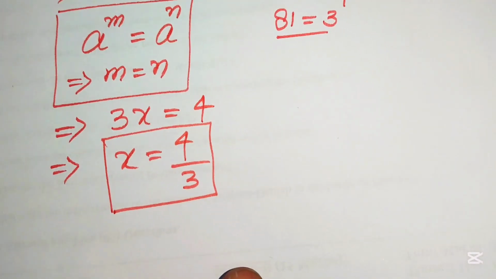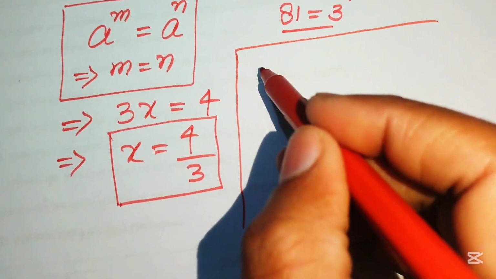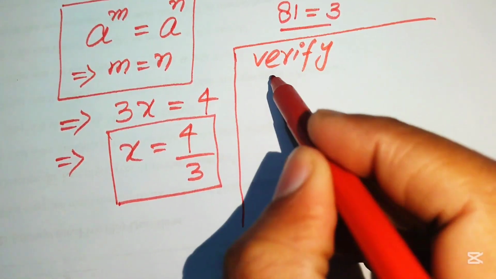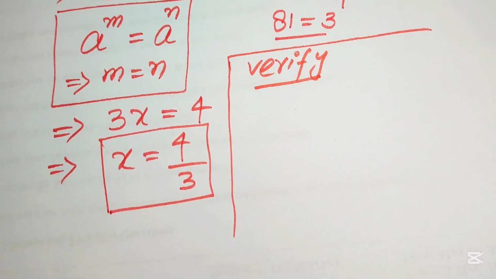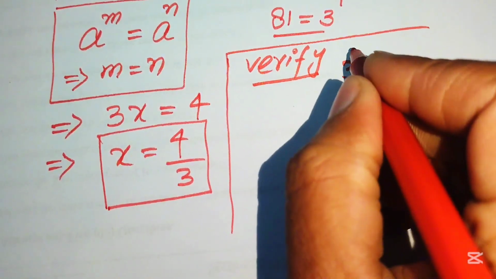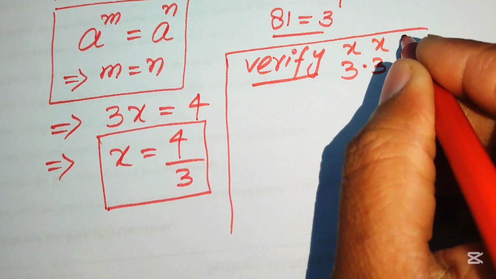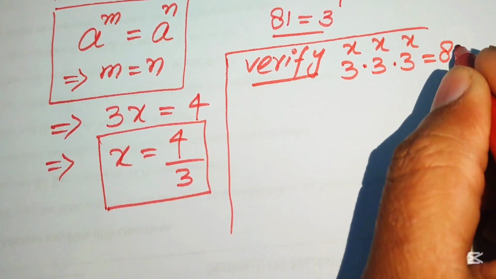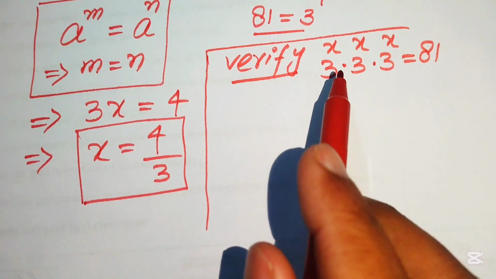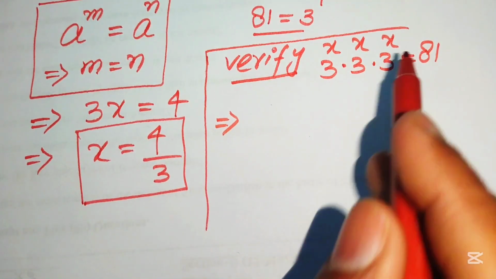And now we need to verify this value of x. Does this value of x satisfy our given question statement or not? So first we copy down the given question statement. It is 3 to the power of x, 3 to the power of x, and 3 to the power of x equals 81. Here we substitute x equals 4 over 3 on the left hand side, and we check whether this equals the right hand side or not.